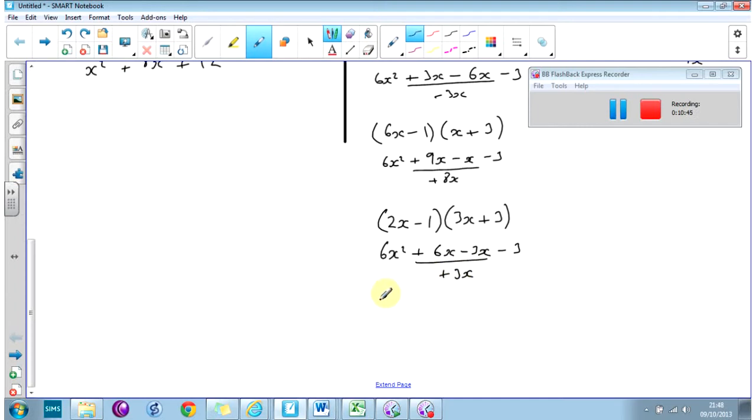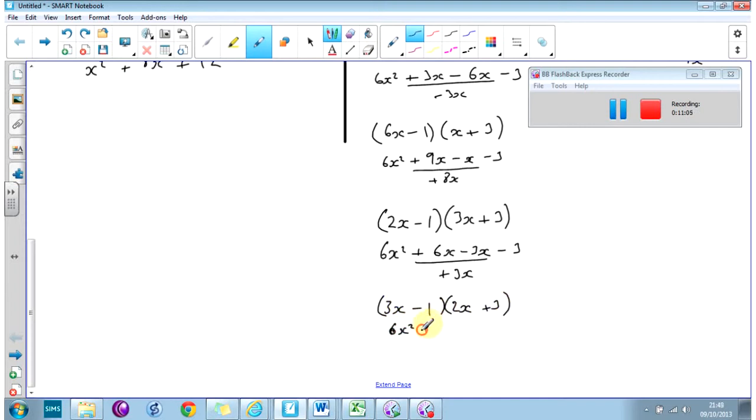Still no luck. Better hope the next one works. If the next one doesn't work, I've made a mistake somewhere. Switch the 2 and the 3 around. Plus 3. Okay. Right. 3x times 2x is 6x squared. Getting ahead of myself there.